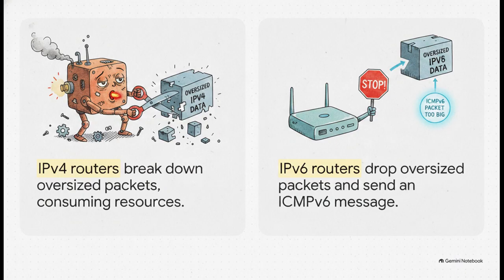IPv6 fundamentally flips the script on this. Routers just refuse to fragment, period. If a packet is too big, the IPv6 router simply drops it and fires back an ICMPv6 packet too big message. The source host then has to adjust its size and retransmit using path MTU discovery. It completely shifts the heavy lifting off of your core routers.